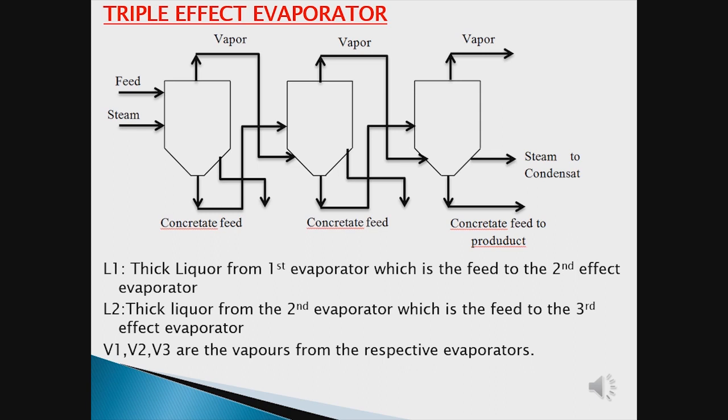So L1 is the thick liquor from the first evaporator, which is the feed to the second effect evaporator, and L2, the thick liquor from the second evaporator, is the feed to the third effect evaporator. So V1, V2, and V3 are the vapors from the respective evaporators, as the name itself suggests.